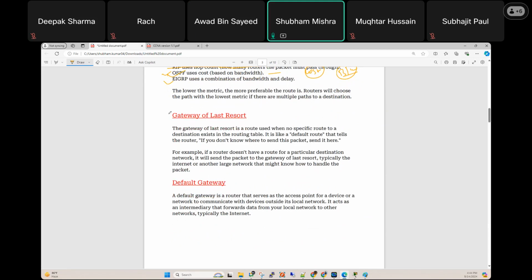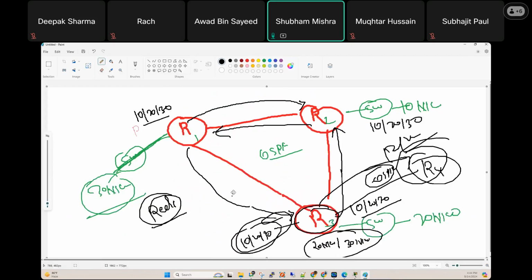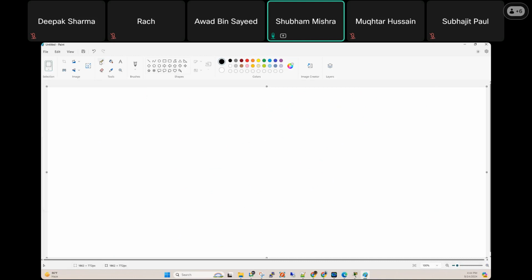Now the next one is gateway. Gateway of last resort is the route used when no specific route to a destination exists in the routing table. It is like a default route that tells the router, if you don't know where to send the packet, send it here. Guys, gateway of last resort, or you can say the default route. That is called default route. Please think like this.